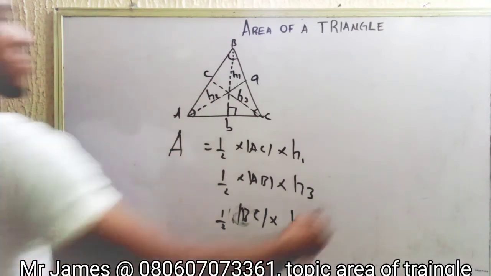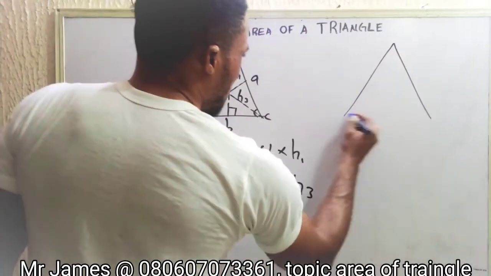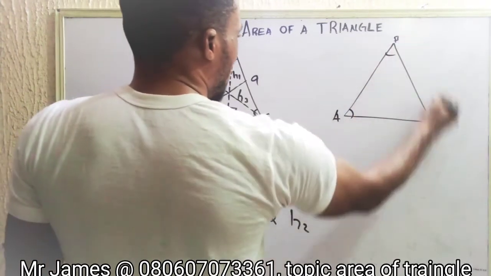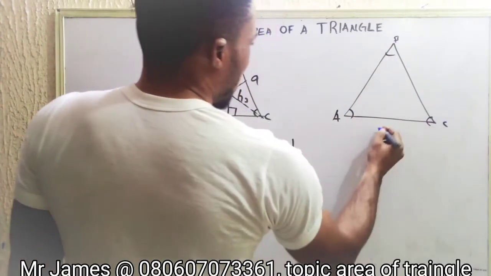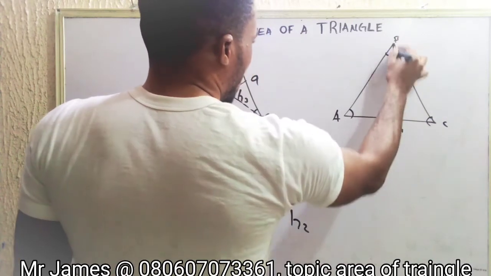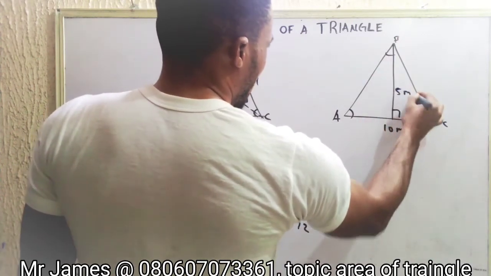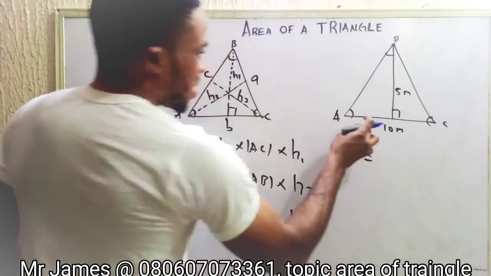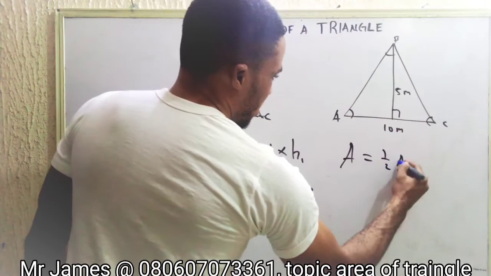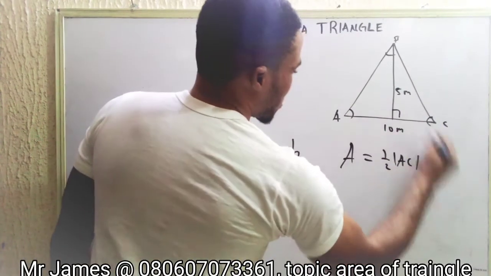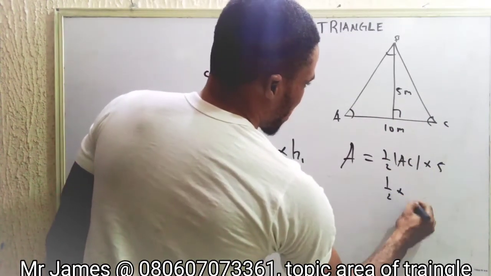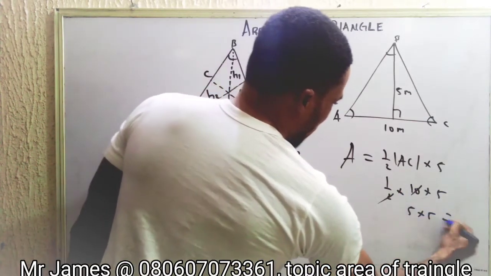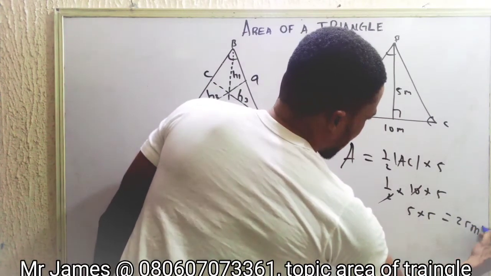So applying what we have done here, considering this triangle in this manner, here is angle A, angle B, angle C. And I was given from here to here 10 meters, then the perpendicular height from here to here is, let's say, 5 meters, and I'm required to find the area of that triangle. So the area will be half of line AC times the height. So I have 1 over 2 times AC, which is 10, times the height 5. This 2 will cancel the 10, I have 5 times 5, which is 25 meters squared.